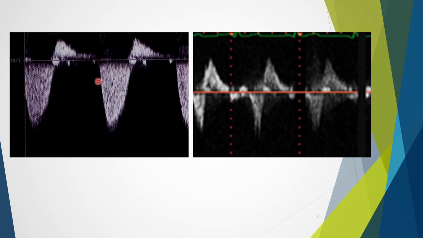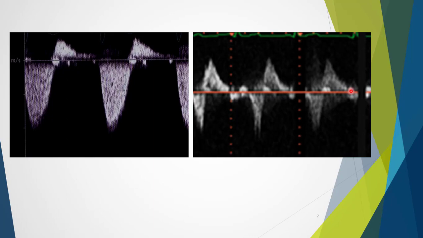So instead of the normal parabolic shape that we'd see with the MR jet, we've got a tapered point, particularly on this side here, the deceleration side. As the pressures equalize very rapidly between the left atrium and left ventricle from the torrential amount of MR moving through, the driving force is gone, so the flow stops.